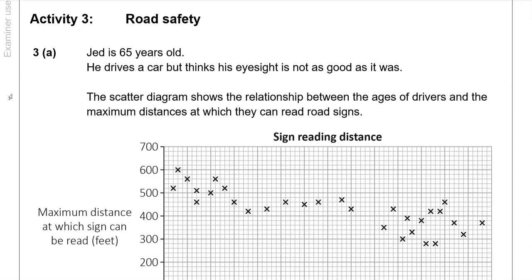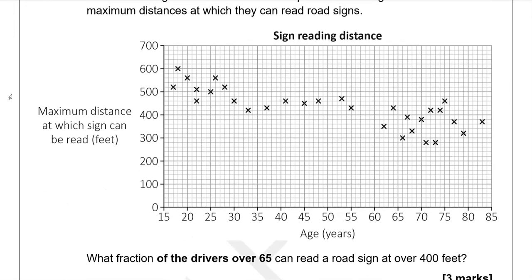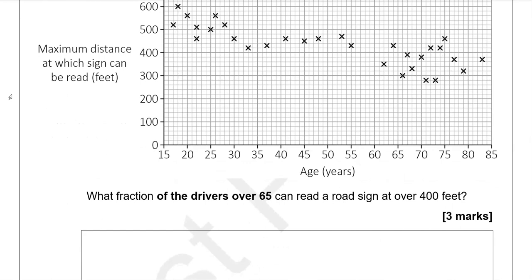Activity 3, road safety. Jed is 65 years old. He drives a car but thinks his eyesight is not as good as it was. The scatter diagram shows the relationship between the ages of the drivers and the maximum distances at which they can read road signs. What fraction of the drivers over 65 can read a road sign at over 400 feet?